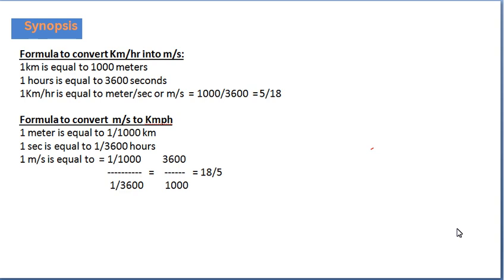Let's get started and make solving train problems quicker and easier. Before moving to our problems, let us go through the synopsis, which is very easy to understand, so that you will have a better idea of doing these problems in the easiest way.